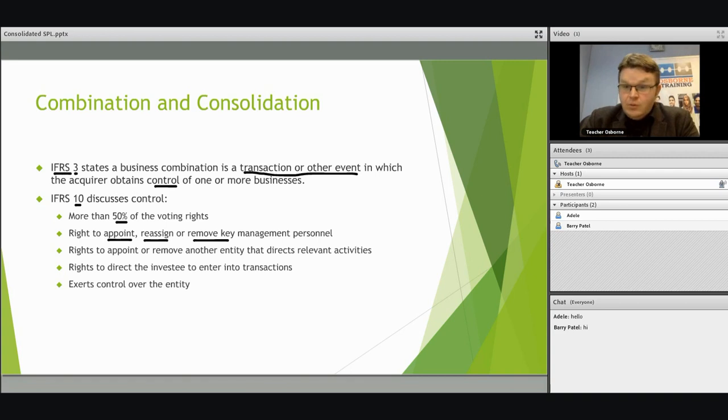All right, so if you can say that I don't like the president of this company, they're gone, then you have control of that business. It doesn't matter how many voting shares that you have. You exert control over that business.